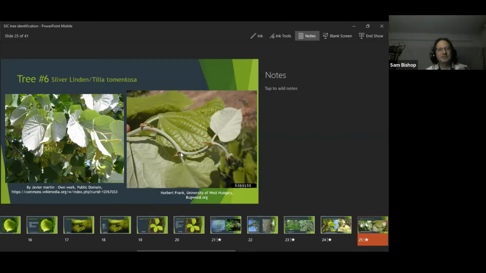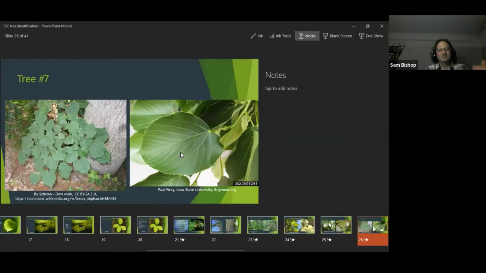Just add the name in there. So another linden again. It's amazing. It wasn't that hard to find good pictures of everything else, but the lindens. Oh. This is my stand-in for American linden, and it looks a lot like the silver linden, just without that silver color on the underside of the leaves or the twigs.